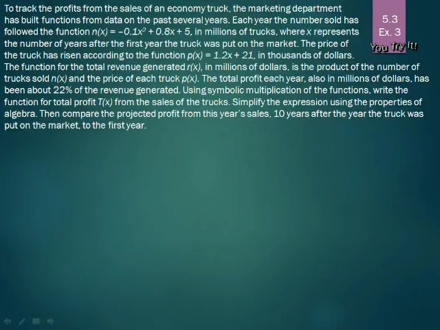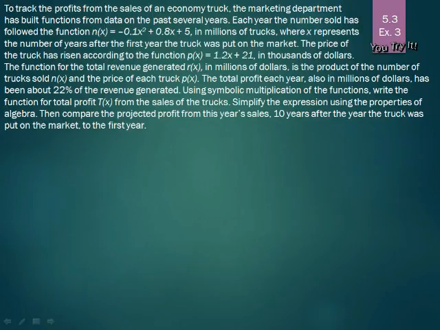To track the profits from the sales of an economy truck, the marketing department has built functions from data on the past several years. Each year, the number sold has followed the function n of x equals negative 1/10 x squared plus 8/10 x plus 5 in millions of trucks, where x represents the number of years after the first year the truck was put on the market.